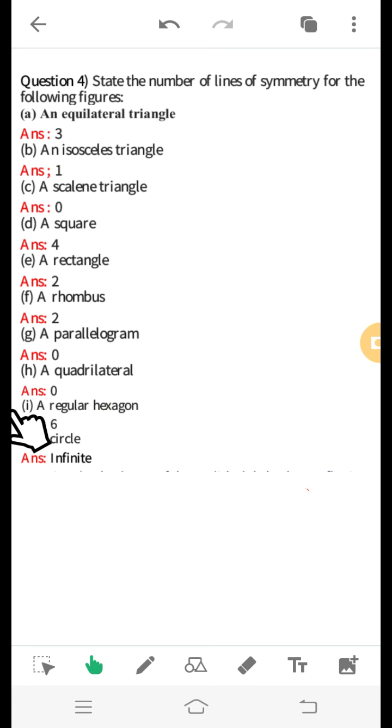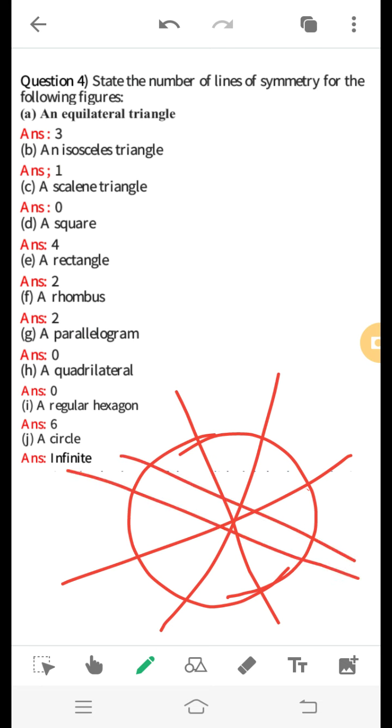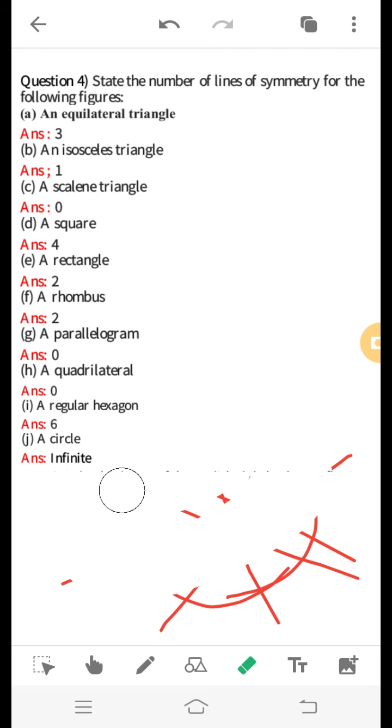Quadrilateral, also 0. Regular hexagon, it's 6. And circle, we can say the number of lines of symmetry is infinite, because we can divide from here, from here, from here. Means it's infinite.